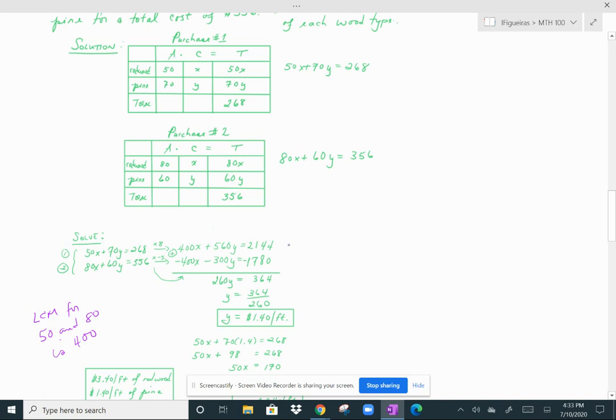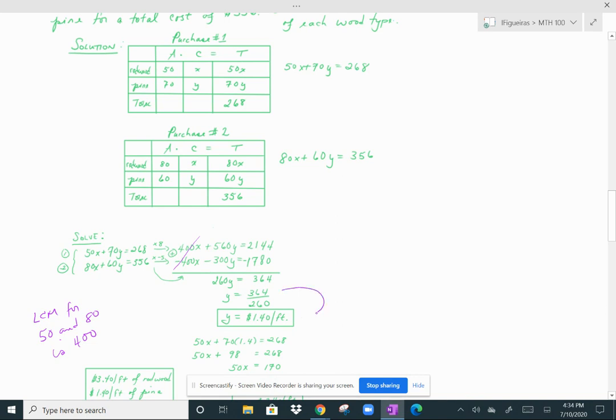So my new equation 1 is 400x plus 560y equals 2,144. And my new equation 2 is -400x minus 300y equals -1,780. When I add those two equations, my x's cancel. My y's, 560 minus 300 gives me 260y. And my constant is 364. Divide both sides by 260.